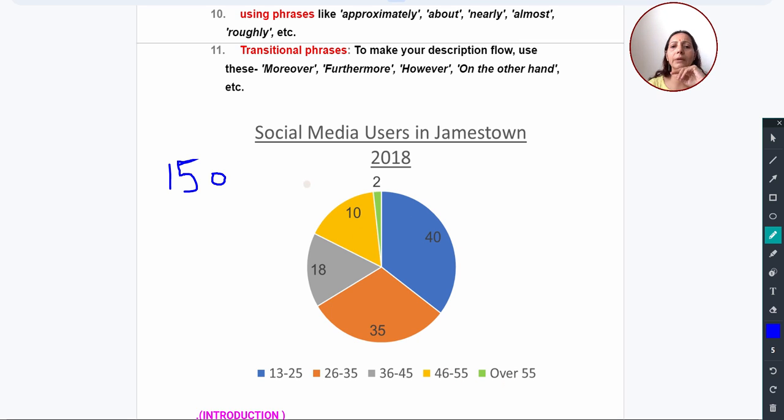Here they are showing social media users in Jamestown in 2018. It means purely past tense will come. So 4 paragraphs will be there.